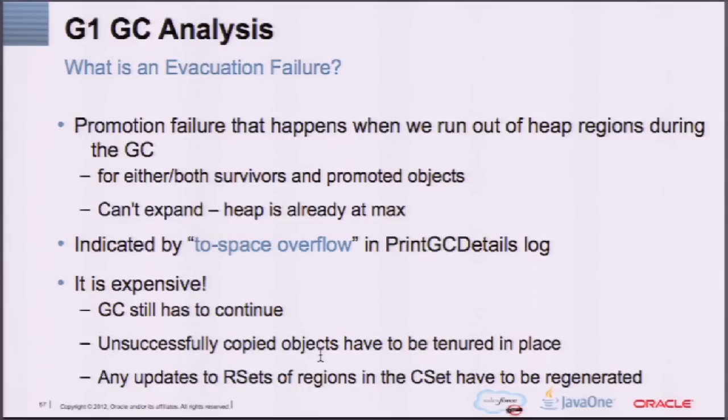And how do you know you are having evacuation failures? You look at your log, and it shows by this indicator, to-space overflow. It's very expensive. GC still has to continue. You just can't say, oh gosh, I don't know what to do. So it has to continue. Whatever objects were unsuccessfully copied, they have to be tenured in place. Any updates to the R set of the regions in the C set have to be regenerated.